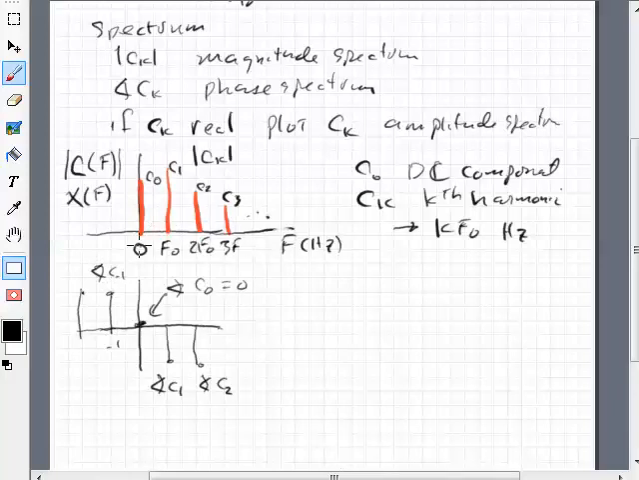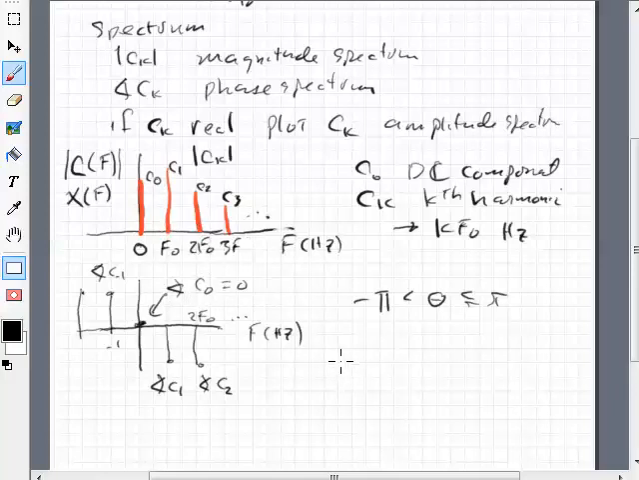And again, we could write it on the same frequency axis. This is F0, 2F0, etc. And the phase spectrum is usually represented between minus pi to pi. And it doesn't so much matter where you put the less than or equal to signs there. All right, well, remember, this is for periodic signals.